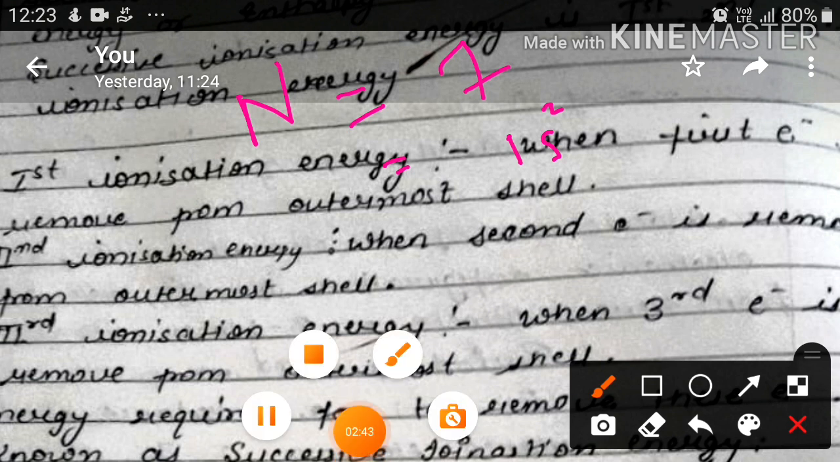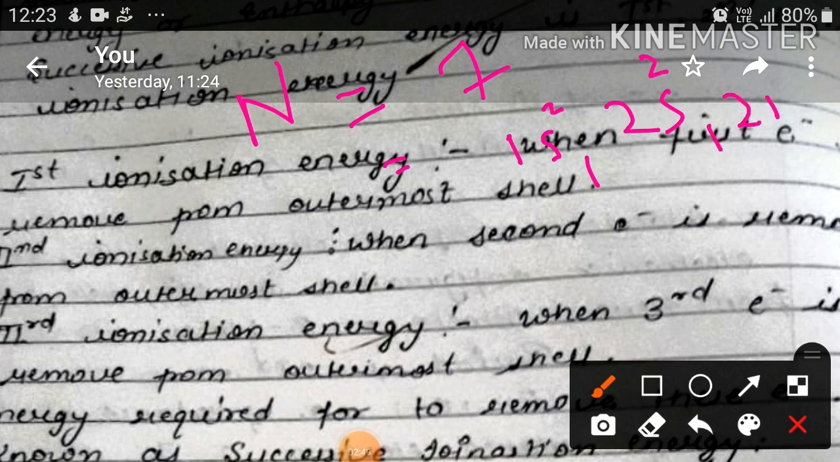When the first electron is removed from the outermost shell, it is known as first ionization energy, and when the second electron is removed from the outermost shell, it is known as second ionization energy, and when the third electron is removed from the outermost shell, it is known as third ionization energy. For example, nitrogen. Here the atomic number of nitrogen is 7 and the electronic configuration is 1s2, 2s2 and 2p3.